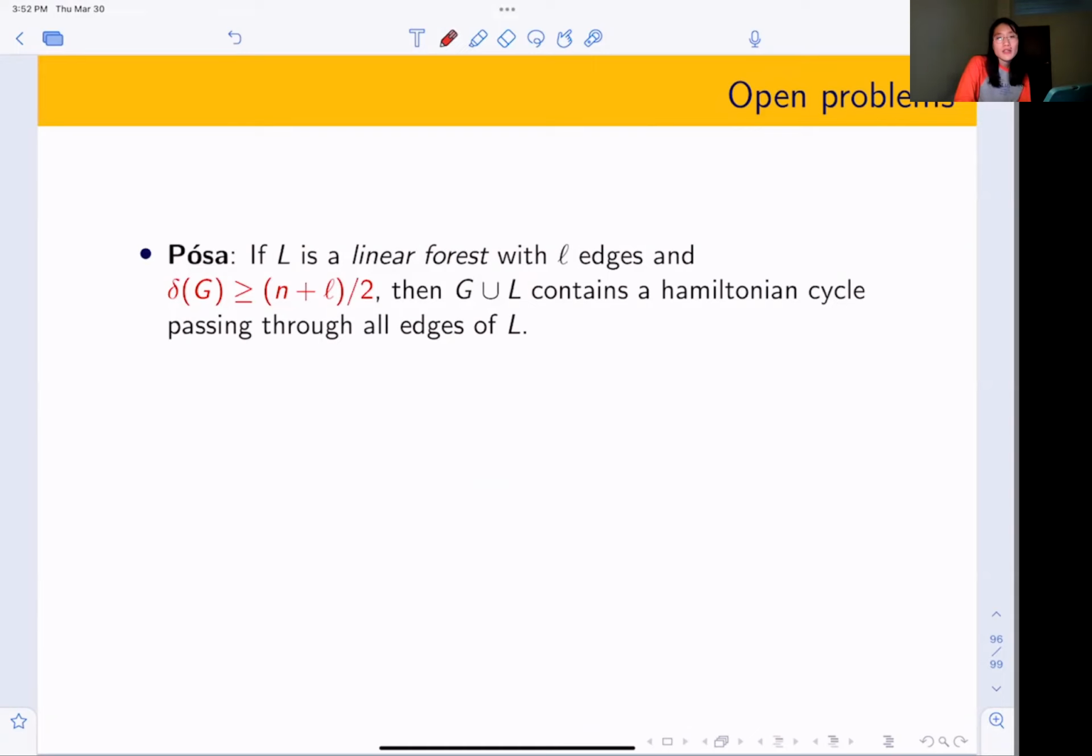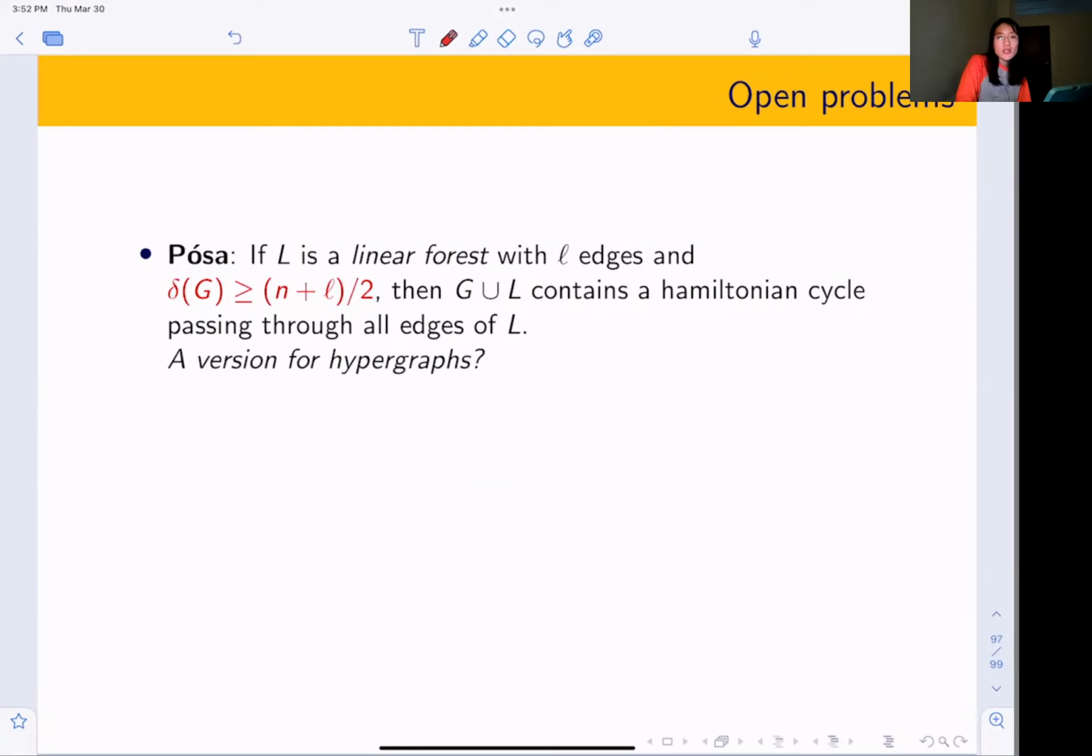So here's one of my favorite problems about Hamiltonian cycles, which is very simple to prove. You take a linear forest. A linear forest is a forest where every component is a path. If we have L edges in this linear forest, then prove that this minimum degree condition is going to guarantee you a Hamiltonian cycle which passes through the linear forest. So this is sort of like a strengthening of this codiameter thing, where we have some edge and we want to include it in some long cycle.